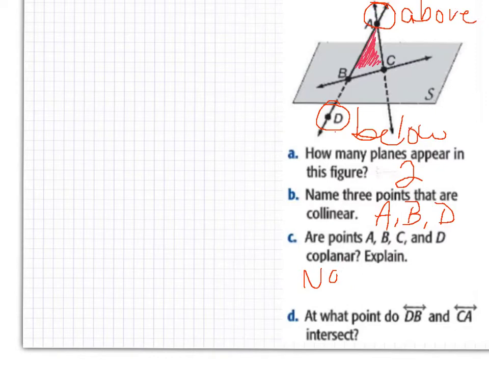At what point do line DB and line CA intersect? This is question D. If we trace those 2 lines, DB starts below the plane, passes through the plane, and goes through point A. And line CA does the same thing. It's crossing through the plane. It's not on the plane. These 2 lines intersect right here at point A. So 2 lines intersect at a point.